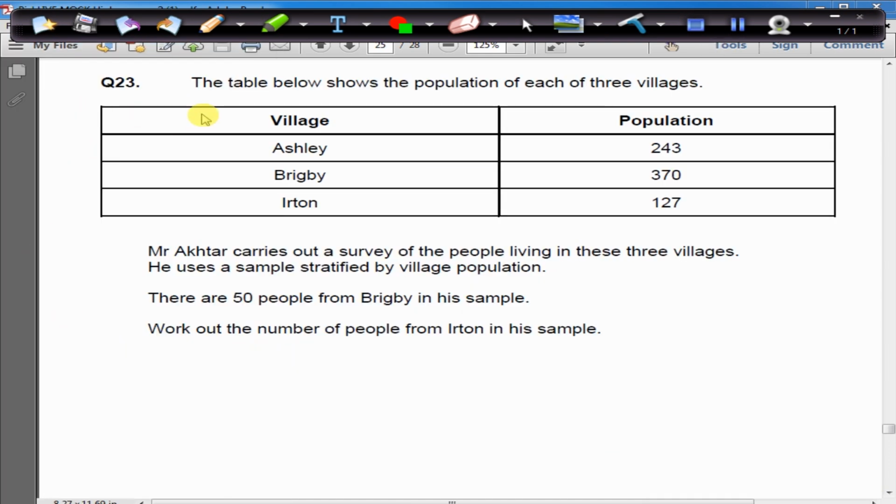Okay, Bismillah, we're live. Question number 23. The table below shows the population of each of 3 villages. Ashley has 243, Brigby has 370, and Ayton has 127. Now, if we add them up, what will it give us? 740. That's the total population.